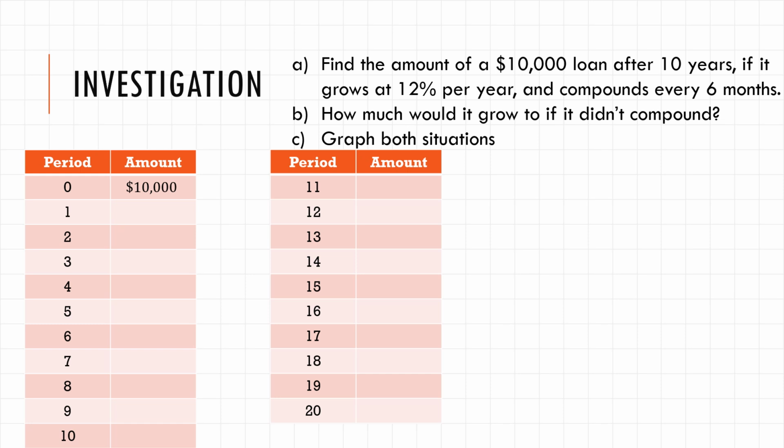So for this part of this investigation, I'll ask you in just a second to pause the video and complete this table. But what you're going to do is find the amount of a $10,000 loan after 10 years, if it grows at 12% per year and it compounds every 6 months. So we're going to fill out the table to find out how much we would owe after the 20th period. Remember, it compounds every 6 months. It doesn't compound over the full year.